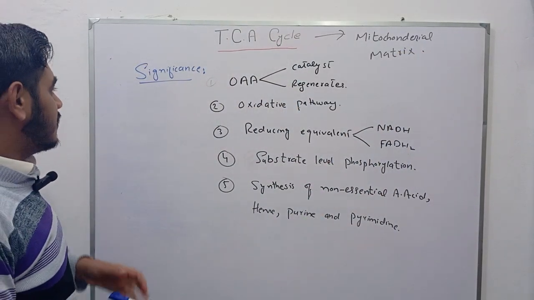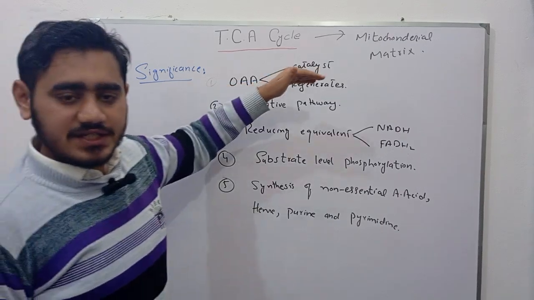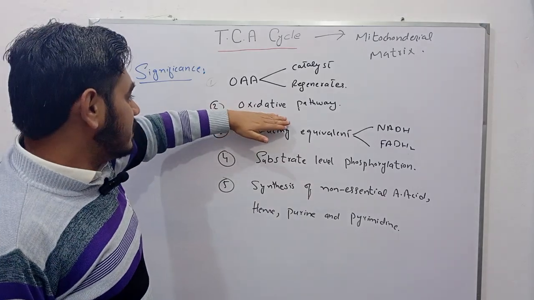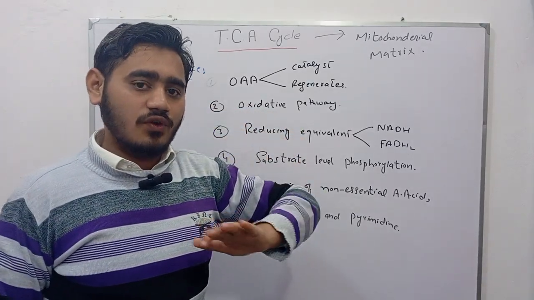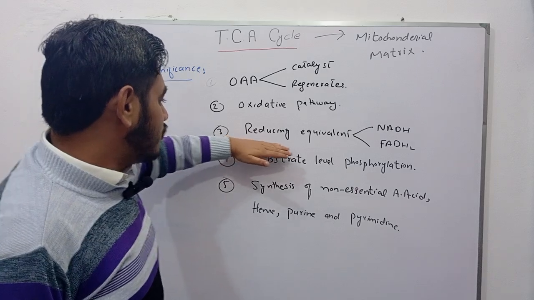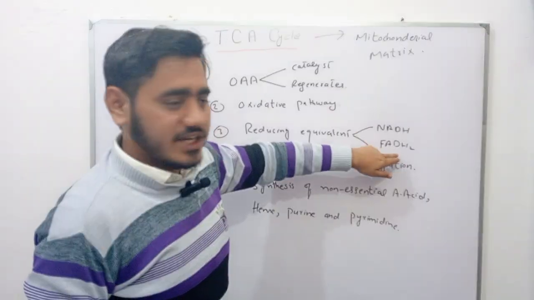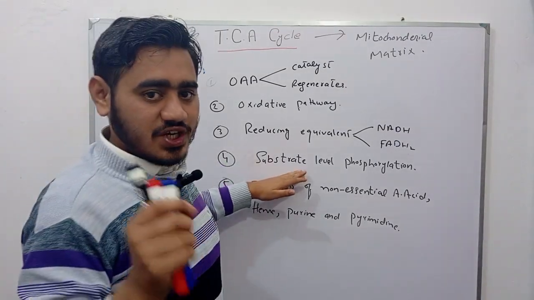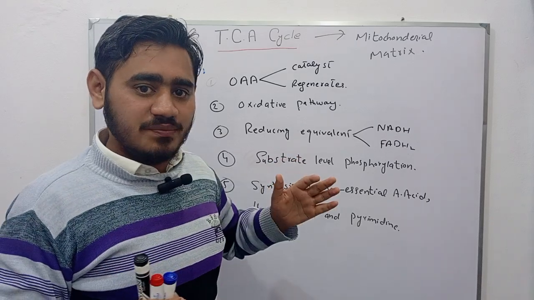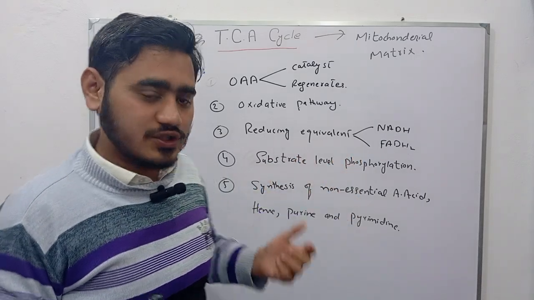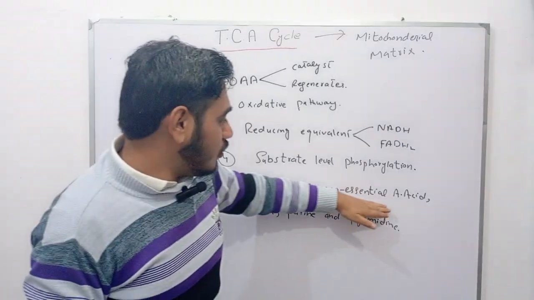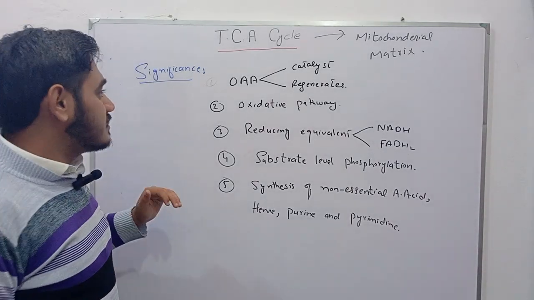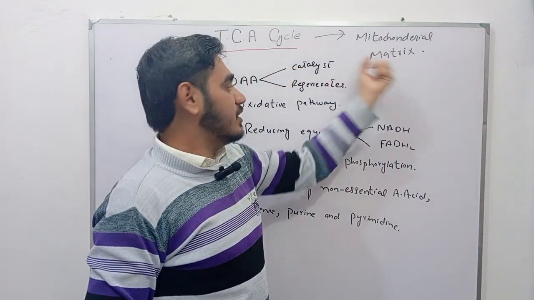So students, significance of TCA cycle is oxaloacetic acid, it acts as a catalyst and also regenerates in TCA cycle. Second, it is a common oxidative pathway for the oxidation of all foodstuff, and it also produces reducing equivalents that are NADH and FADH2. There is one step in TCA cycle, substrate level phosphorylation, meaning synthesis of ATP from substrate without undergoing the electron transport chain, and there is also synthesis of non-essential amino acid, heme, purine, and pyrimidine. Friends, this TCA cycle takes place in mitochondrial matrix.